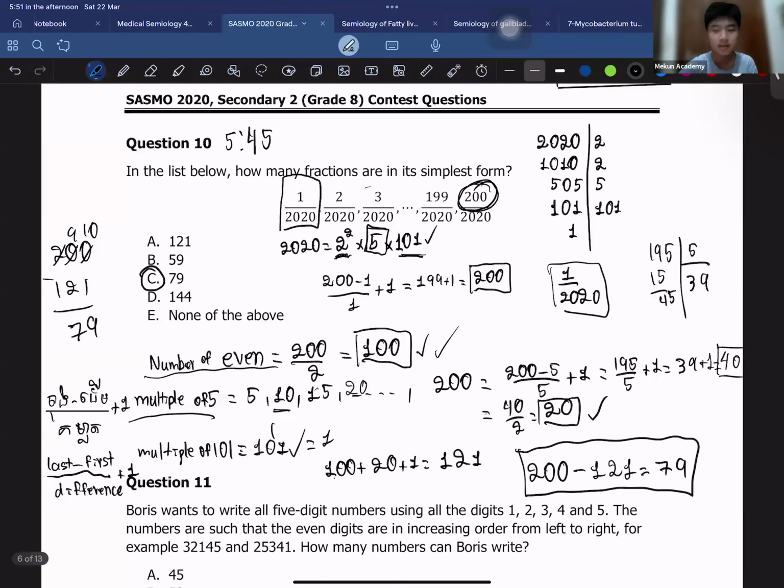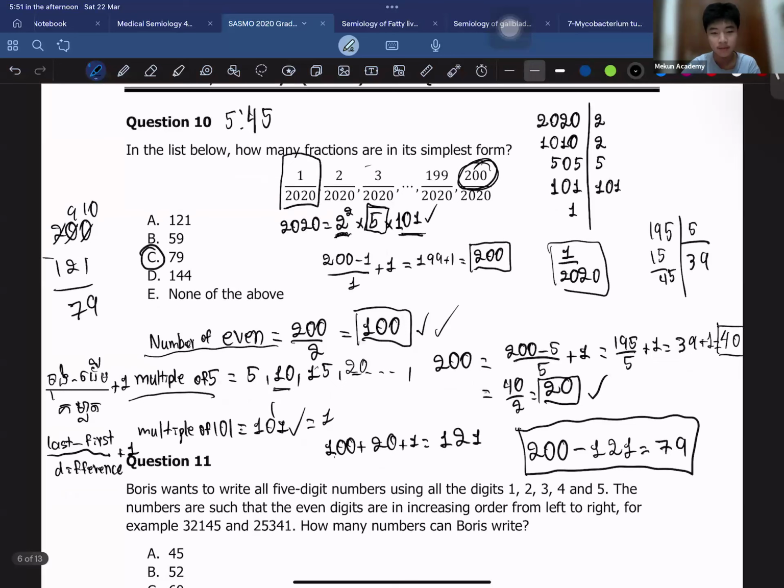Do you get it? If yes, say it in the private chat. Yeah.